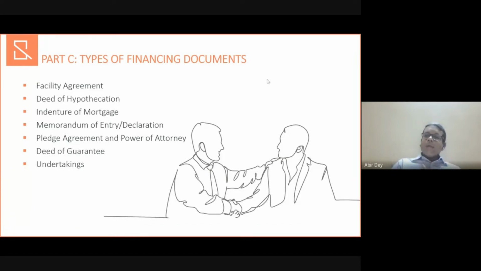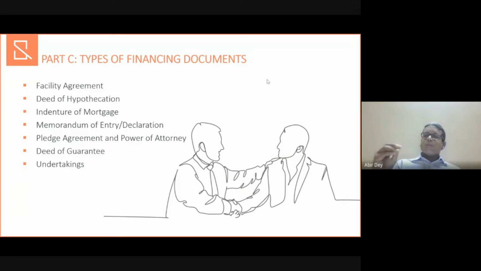Right now, when a bank enters into any sort of documentation with the borrower, they would try and protect their interest, correct, and try to recover the money. Because of which there is basically an origination of these documents, which is called the facility agreement. So what is typically a facility agreement?